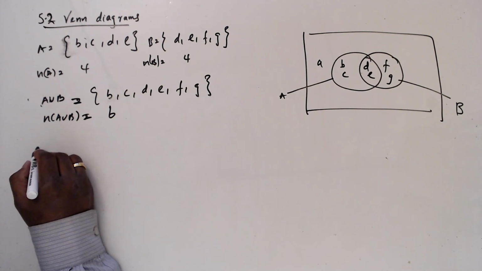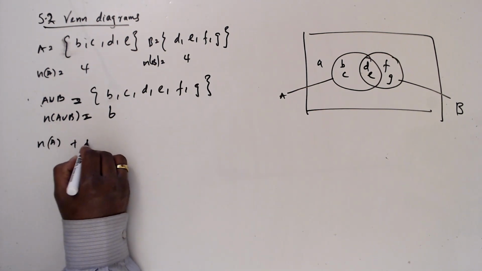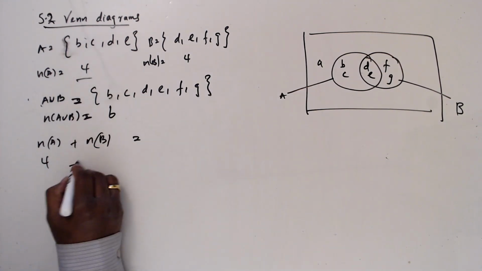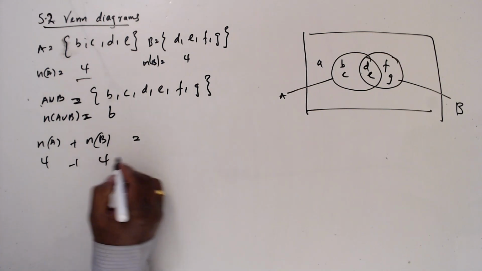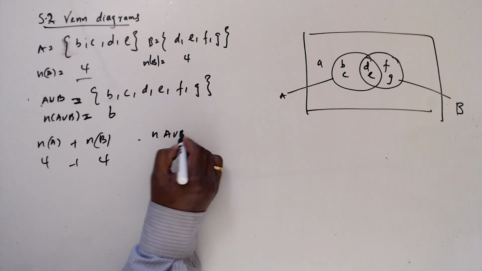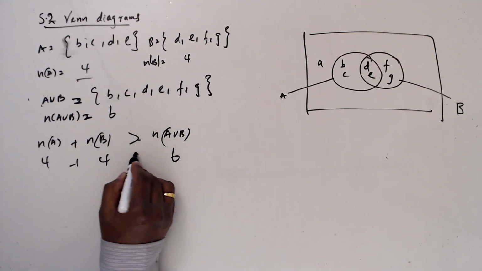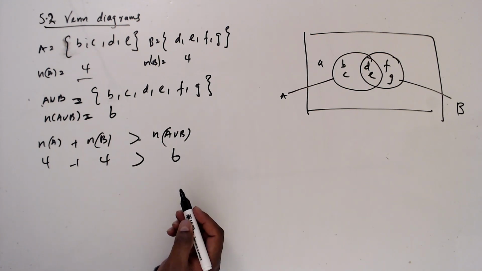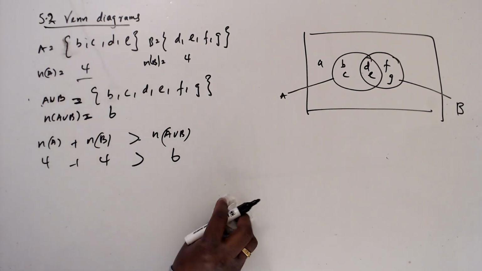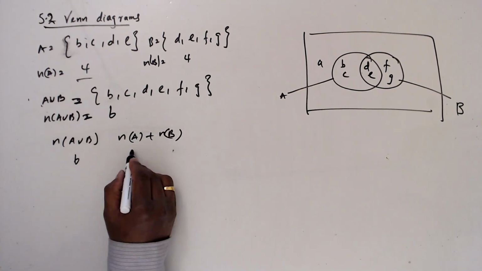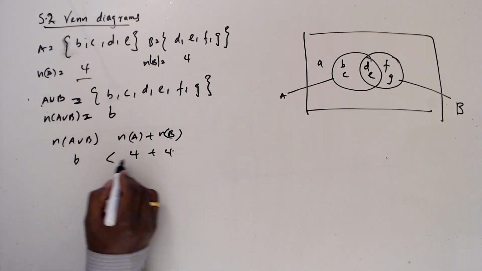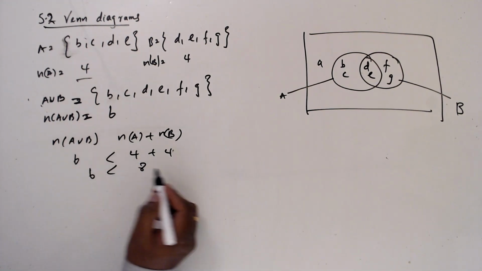So, NA plus NB. NA is 4. NB is 4. And N of A union B is 6. I'll write it the other way around. N of A union B is 6. This is 4 and this is 4, so 4 plus 4 is 8. So 8 is greater than 6.